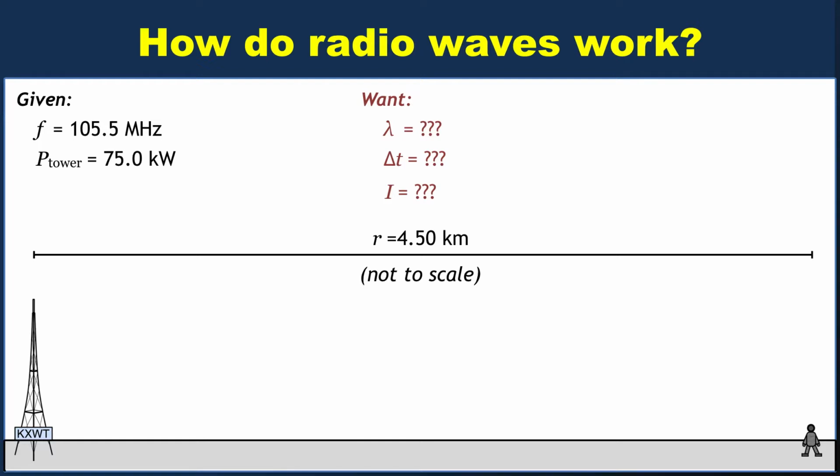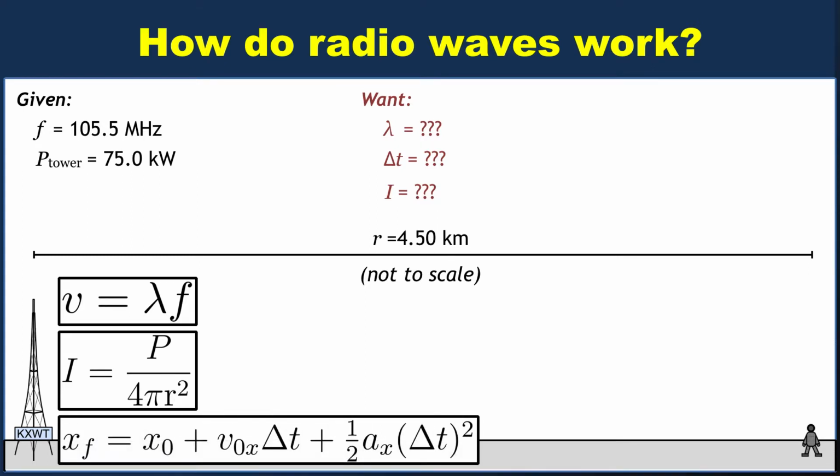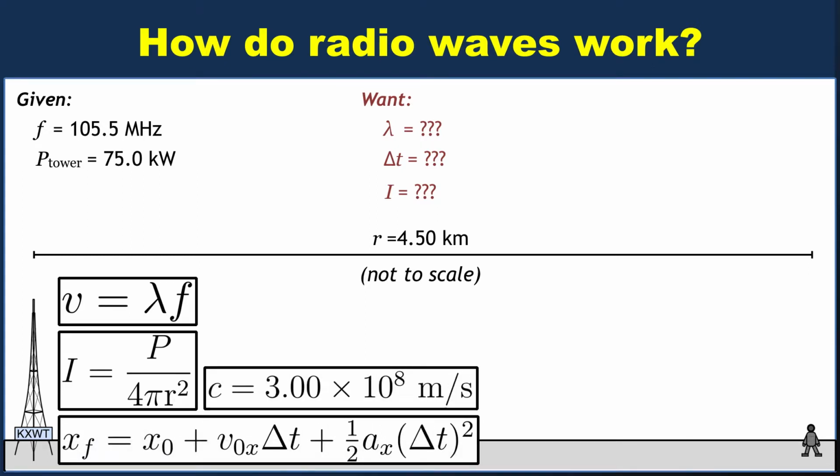We'll also need some equations, such as the one that relates wave speed to wavelength and frequency, the equation for the intensity of a spherical wave, which this one certainly is, it's going out uniformly in all directions, one of the equations of motion, and of course the value of the speed of light. Remember, although you listen to radios, radio waves are a type of light, meaning that they move at approximately the speed of light in air.